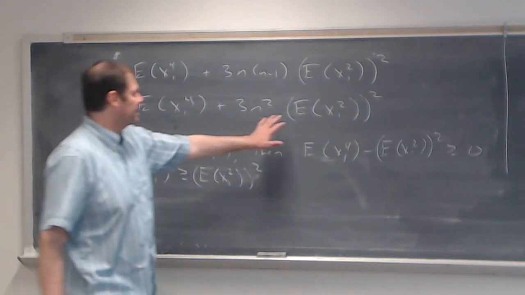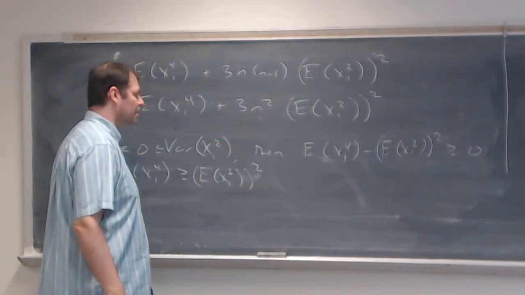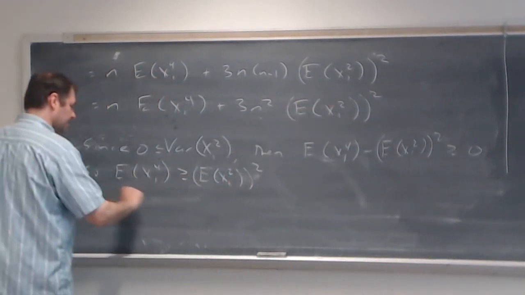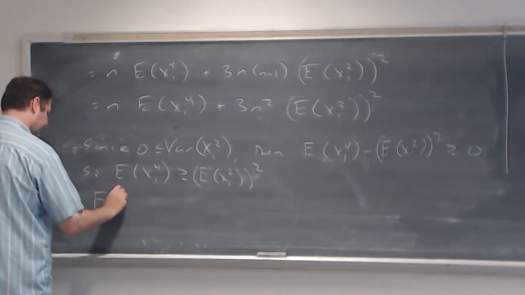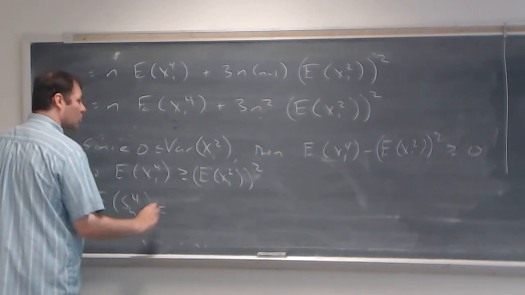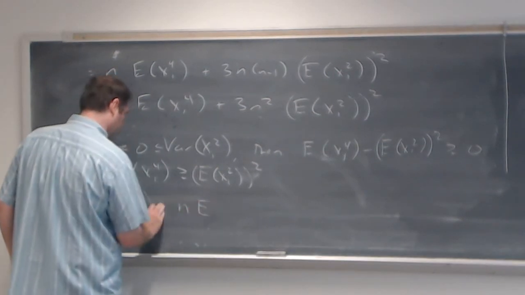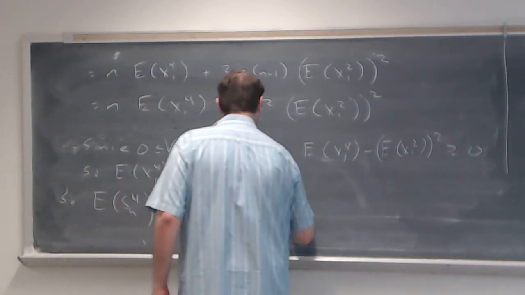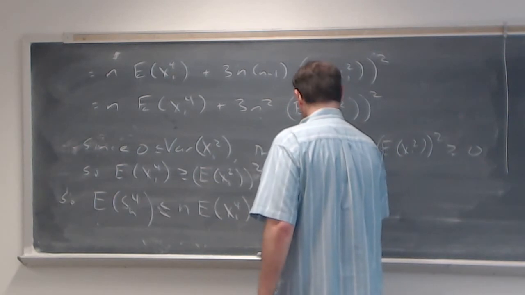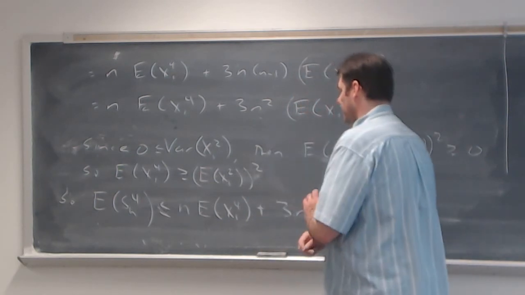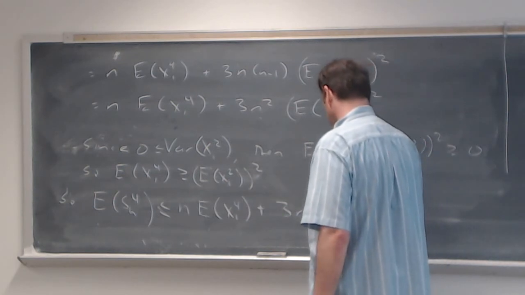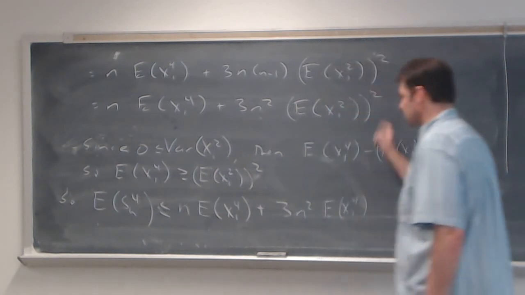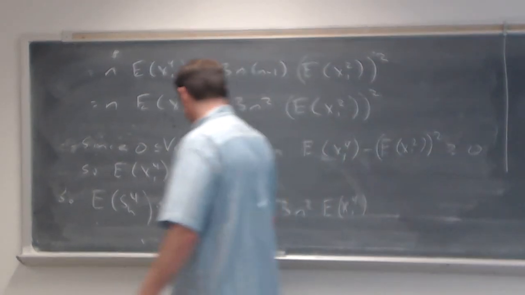So I'm going to replace in this expression the expected value of x sub 1 squared, quantity squared, by something bigger. So what I get, remember, we're talking about the expected value of s sub n raised to the 4th. What I get here is, I should say, less than or equal to n times the expected value of x sub 1 raised to the 4th plus 3 times n squared times the expected value of x sub 1 to the 4th. That's what I'm replacing. These are the same things here.